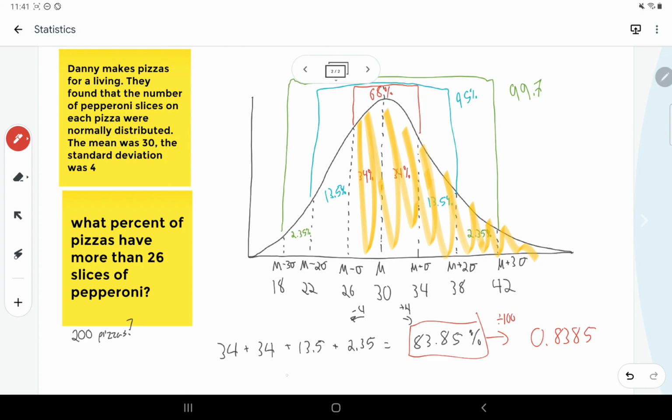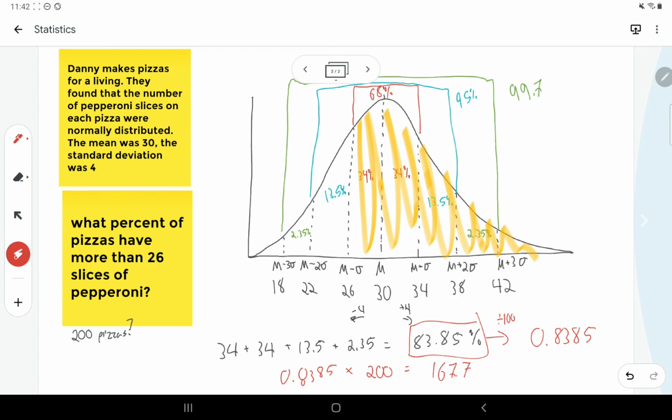Okay, and then you take that decimal that you found, so 0.8385, and you multiply it by the number of, in this case, the number of pizzas, the number of items that you're looking at. And this should give us roughly how many in this set fit into that section. Okay, that'll give us 167.7. Now, does that mean that there's 0.7 of a pizza that fits in that section?